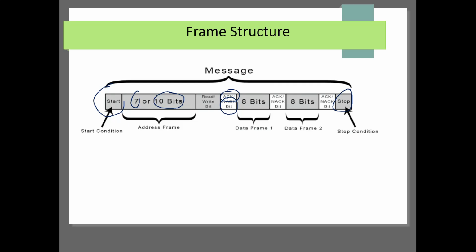After that, data frame one, acknowledgement or negative acknowledgement. Data frame two, acknowledgement or negative acknowledgement. Data frame three, depending upon your data size, that many data frames are transmitted. Each and every time, one data frame of 8 bits is transmitted. Okay, and then stop. So I'm saying goodbye. Then it is stopping the communication.